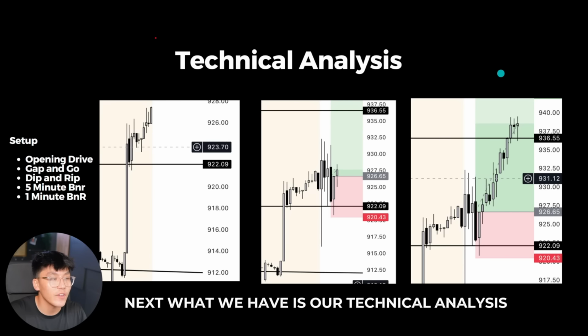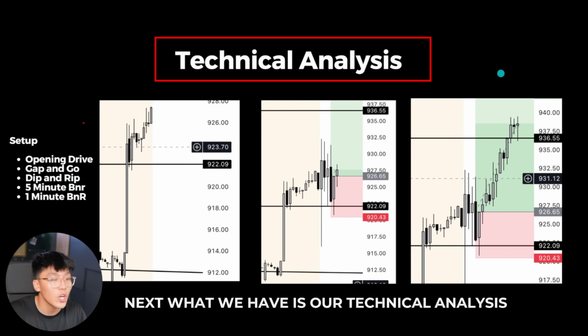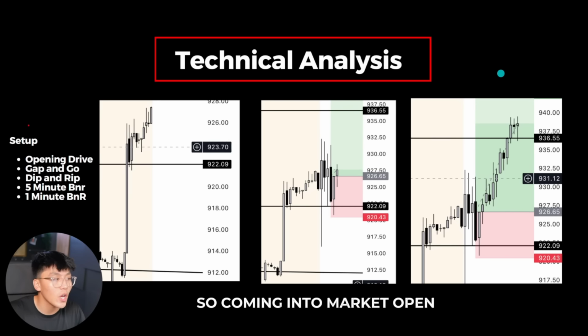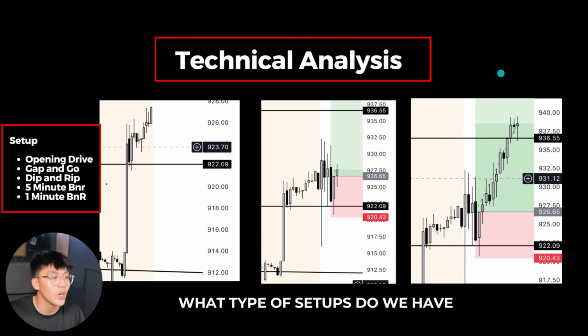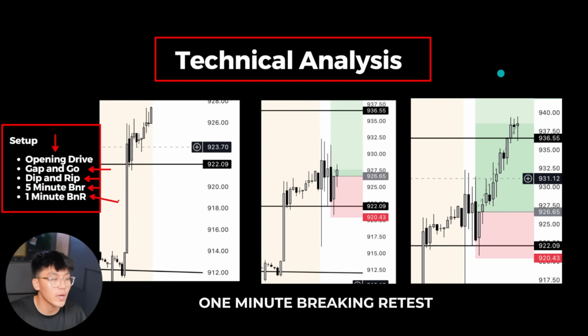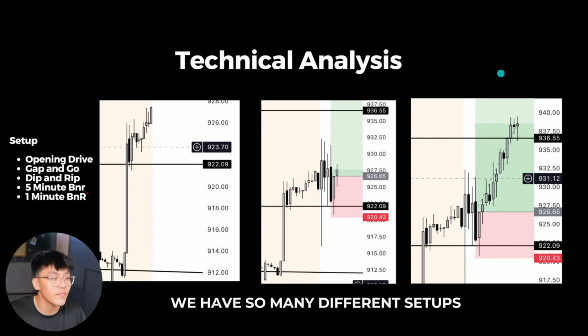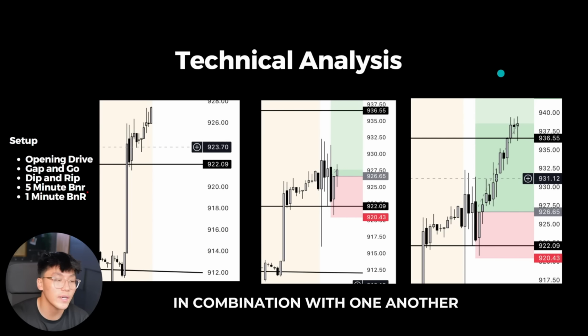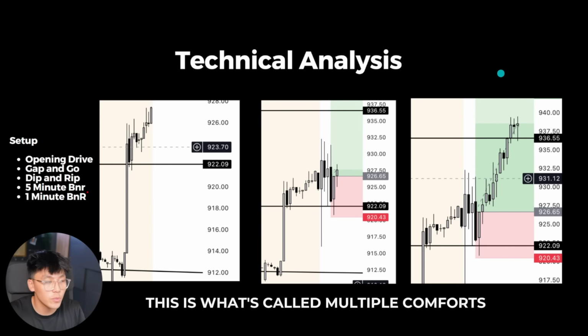Next, what we have is our technical analysis. So coming into market open, what type of setups do we have? We have the opening drive play. We have the gap and go. We have the dip and rip, 5-minute break and retest, 1-minute break and retest. When you have so many different setups in combination with one another, this is what's called multiple confluences.